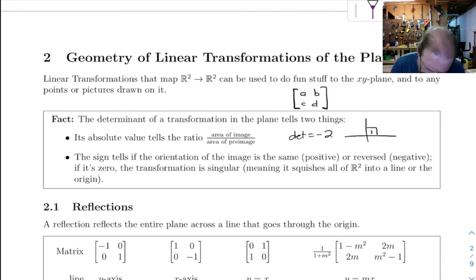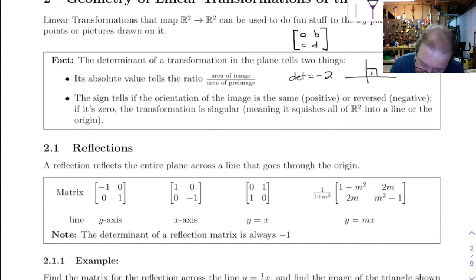So let's first talk about reflections. A reflection reflects the entire plane across a line that goes through the origin. And I've got several examples here. We've got this right here would reflect things across the y-axis, this across the x-axis, and this would reflect things across y equals x. And I think you can see that pretty easily.